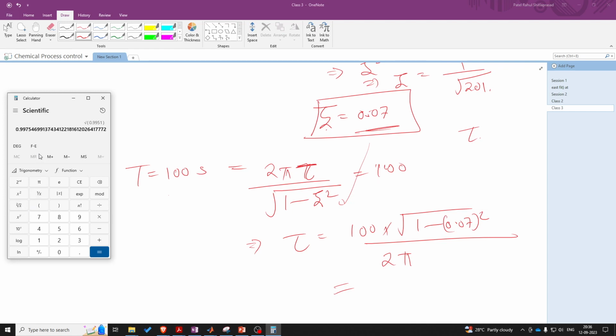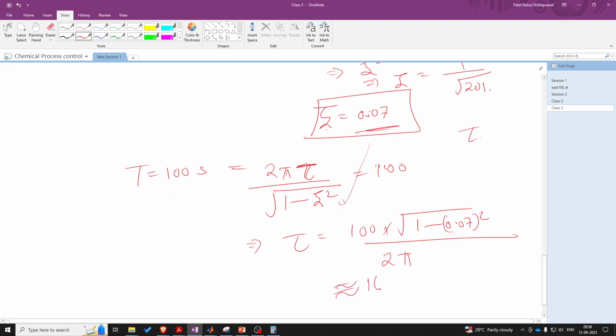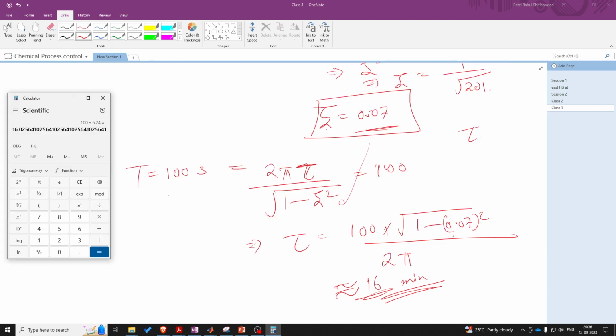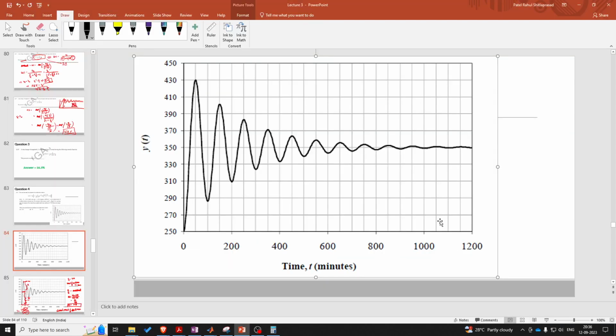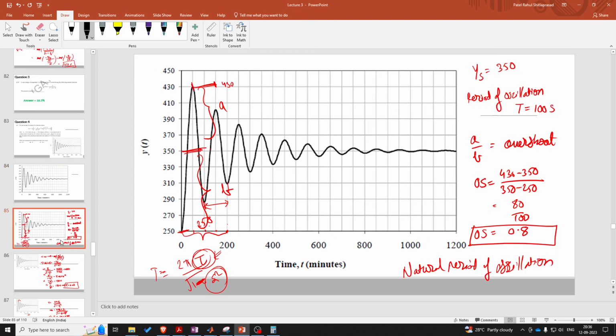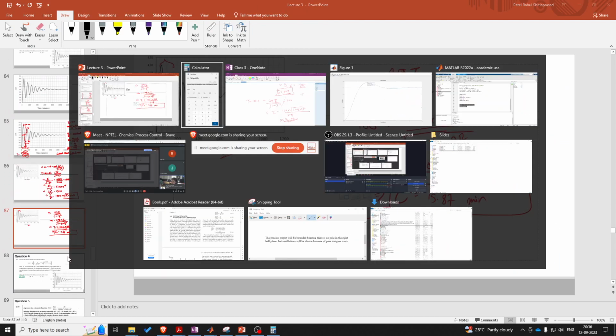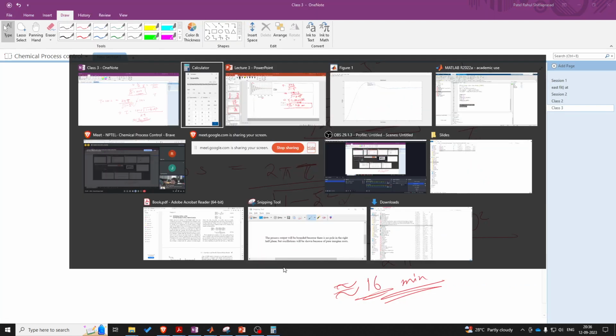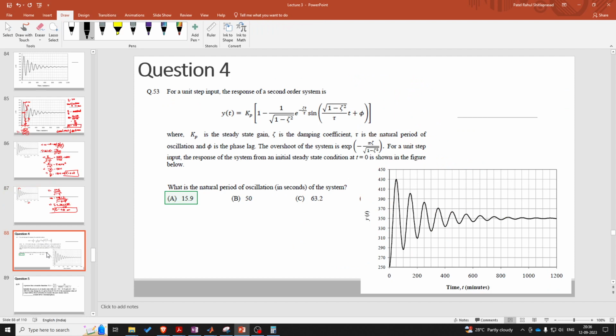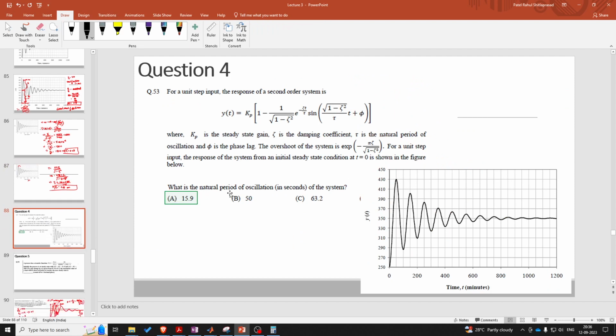So this is approximately equal to 100 upon 2 pi. Let's call it 100 divided by 6.28. So this comes around 16.02, that is approximately equal to 16. If you solve accurately, you can get the formula. So yes, the answer that we calculated from this was 16, and the initial period of oscillations is also approximately equal to 16, that is 15.9.